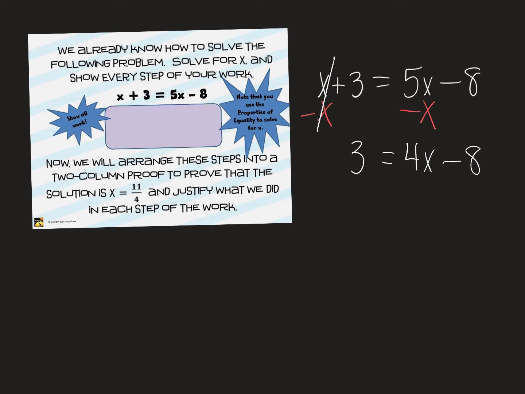Now we need to get that 8 over with the 3. So we have to do the same thing to both sides of an equation. So we're going to add an 8. Add an 8. These go away. 3 plus 8 is 11.